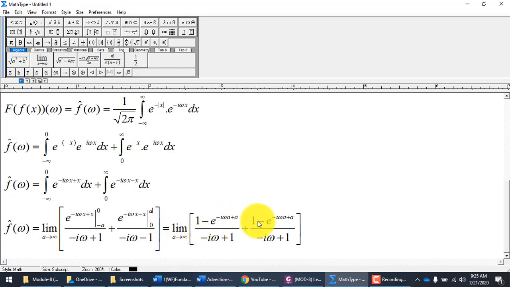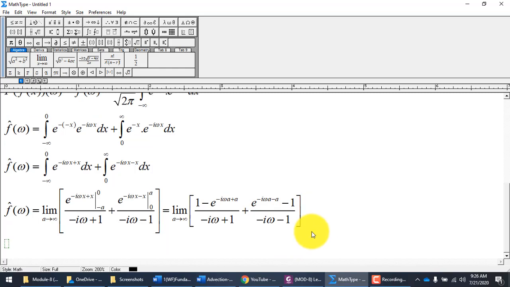Now you will apply the upper limit. So the upper limit is a, so e to power minus iota omega a plus a. Okay, sorry, not plus a, minus a, because the exponent is minus. And the lower limit makes the integral 1. Okay, and in the denominator you have minus iota omega minus 1. So this is the total answer for applying the upper and lower limits.